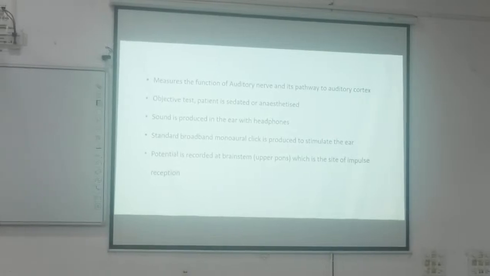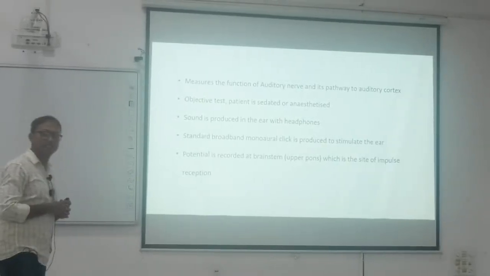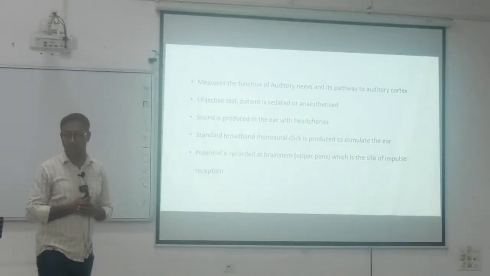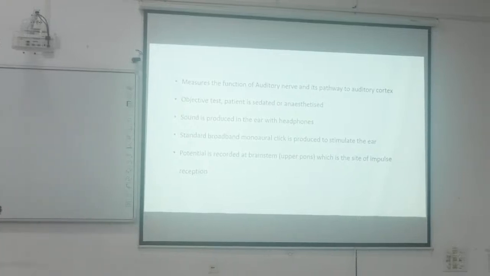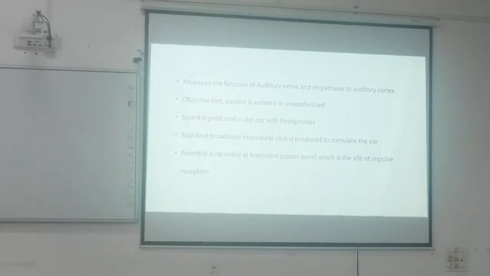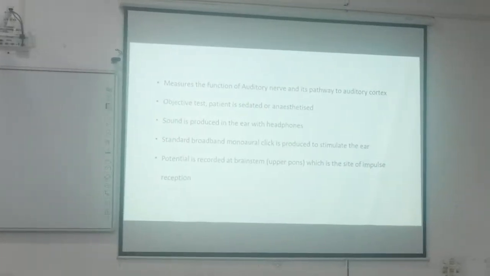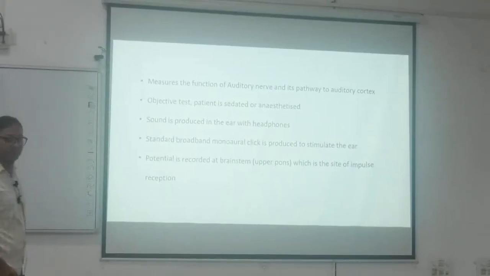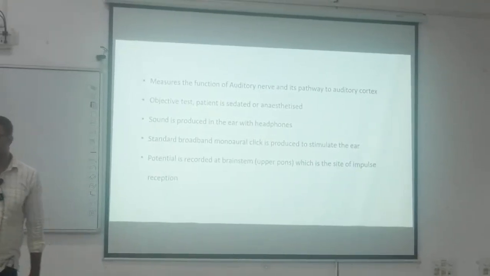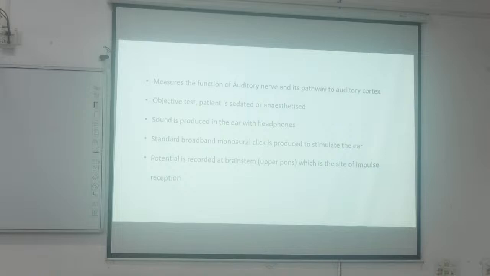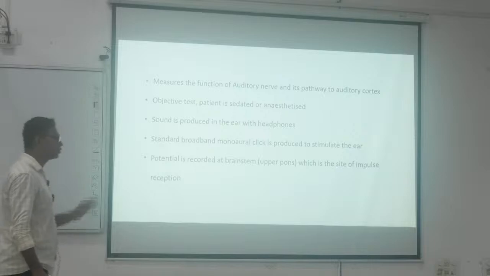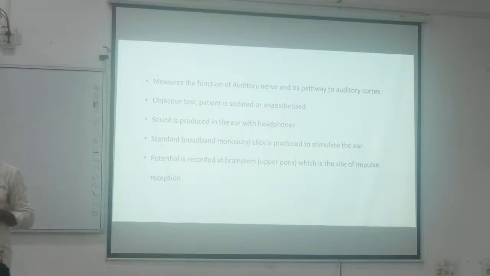A standard broadband monaural click is produced to stimulate the ear, to stimulate the auditory nerve, to stimulate the hair cells, right? And the potential is recorded at the brainstem or upper pons, which is the site of impulse generation. So this is the very basic principle of auditory evoked response audiometry.